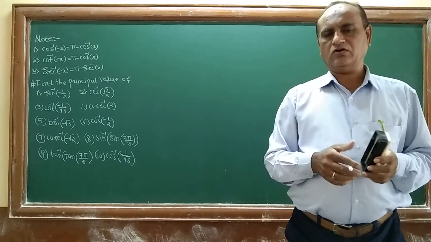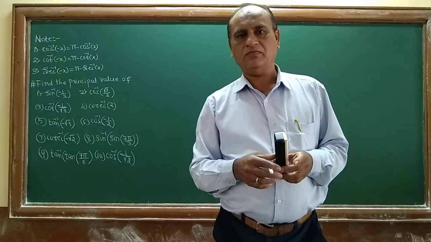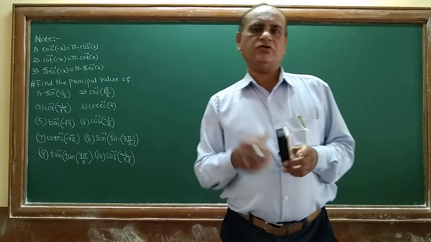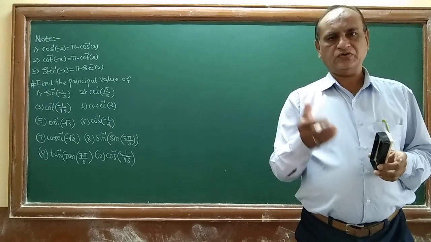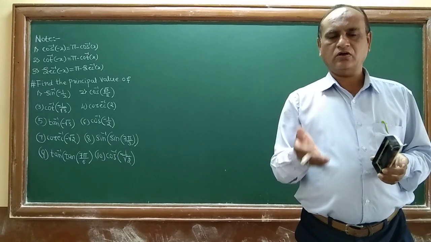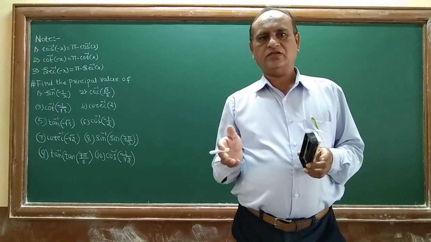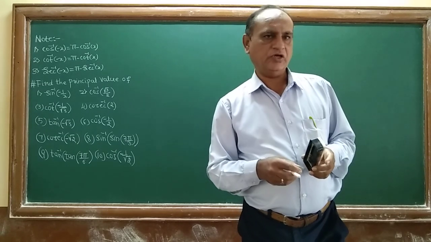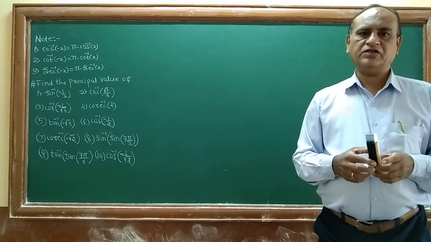On the same line, cot inverse x: domain is real numbers, and the range is open interval 0 to π. Note this point 1, already you know. Then similarly note point 2, and point 3. Then another important concept is note number 3.